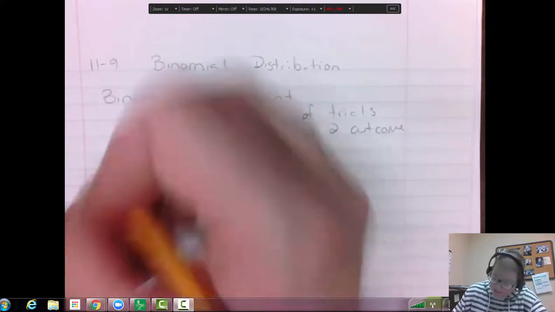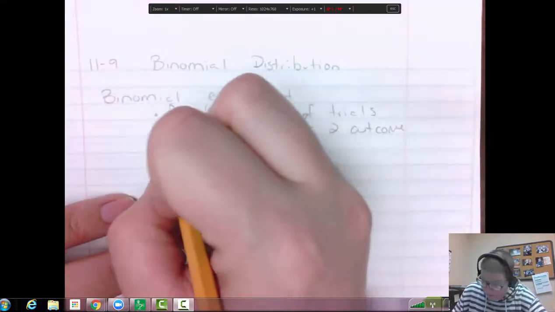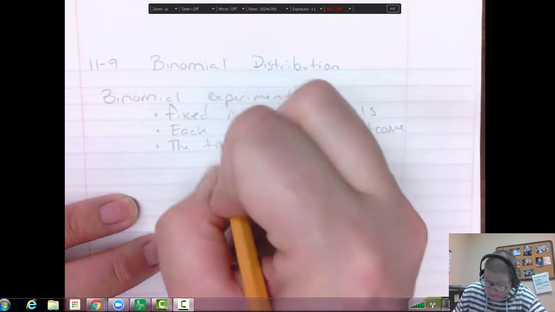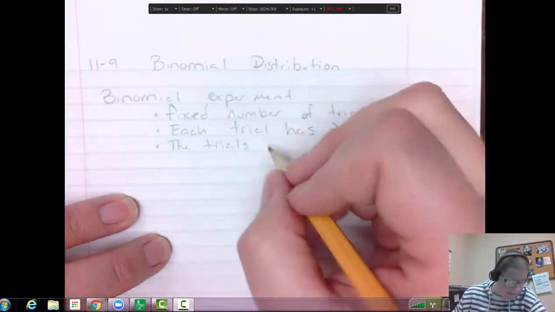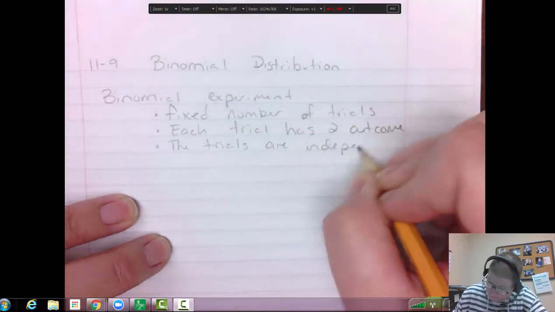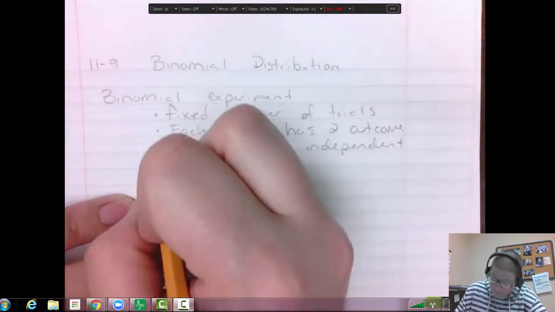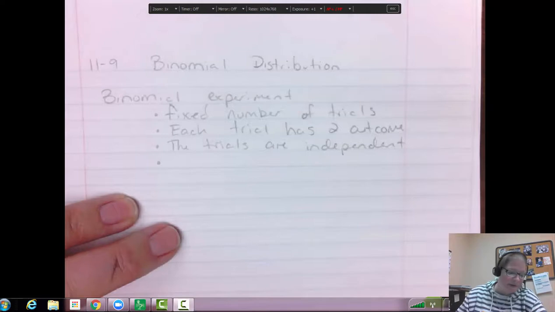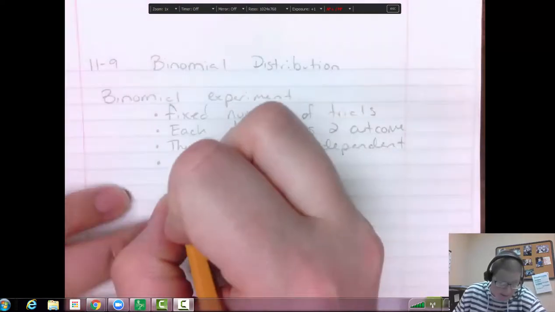The trials have to be independent from each other. The trials are independent. One does not affect the other. They're not dependent on each other. And the probability of each outcome is consistent throughout the trials.